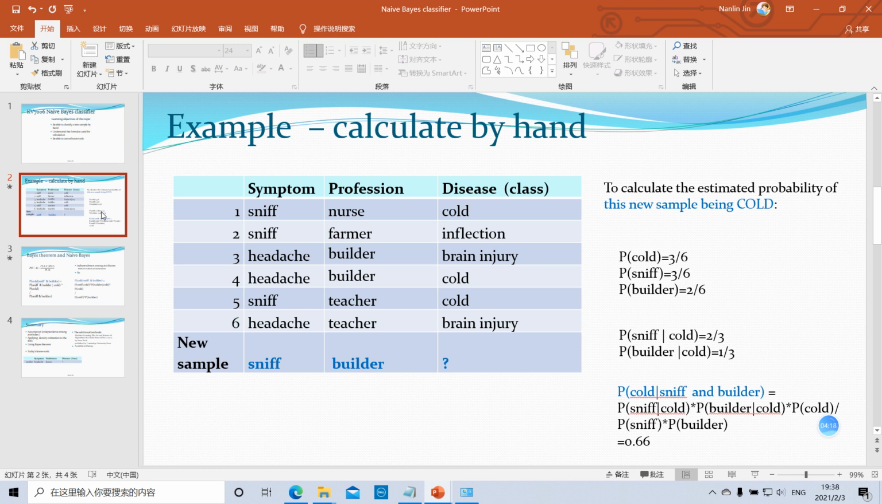Okay, so the question now becomes, we have a new patient. What is the probability this patient has a cold? Probably before we calculate, you have a think. Given the dataset, what's your intuitive way to solve this problem?